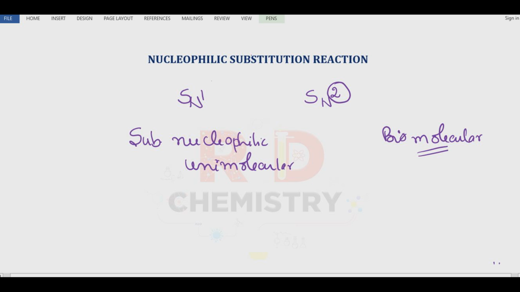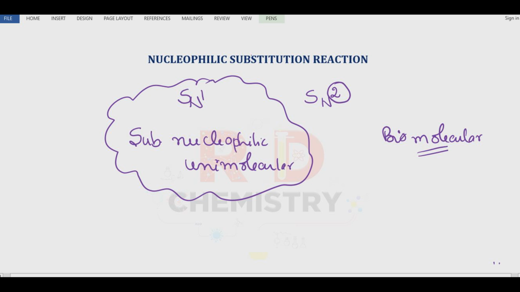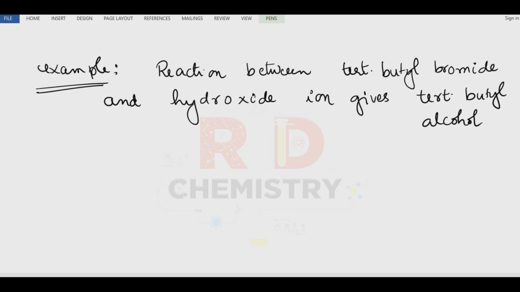Now in this video, I am going to explain the SN1 mechanism, okay? So it is unimolecular, only one molecule is involved in the slowest step. Now what is the example for this? The example is the reaction between tertiary butyl bromide and hydroxide ion, which gives tertiary butyl alcohol.